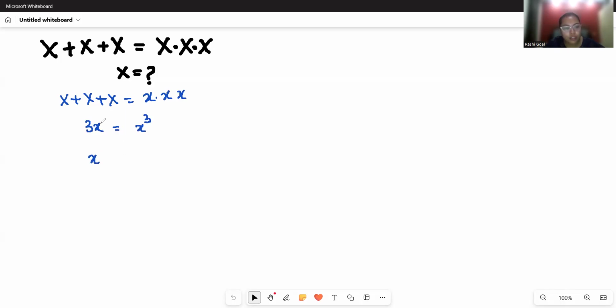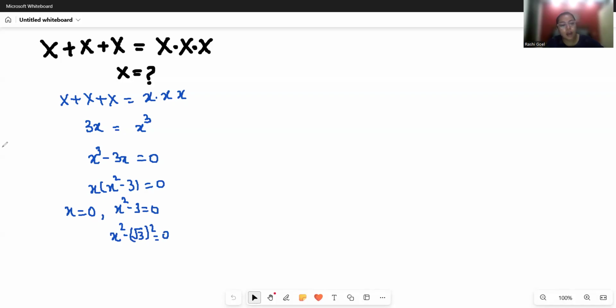Now, if we take this 3x to the other side, so x cubed minus 3x equals 0. Now, we can take x as common. So, x times (x square minus 3) equals 0. So, first x equals 0 and then x square minus 3 equals 0. This 3, I can write it as root 3 whole square.